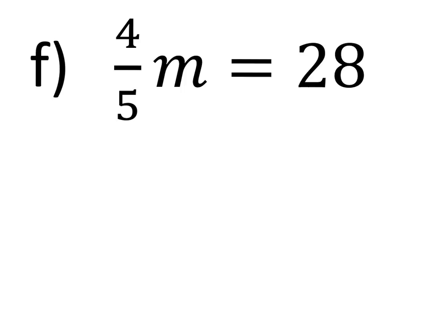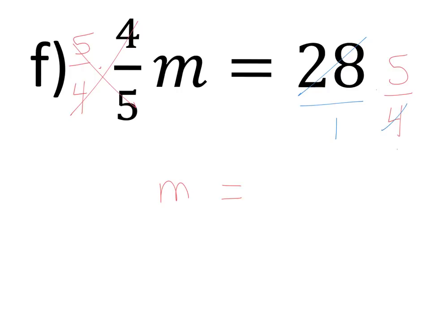Okay, so you should have multiplied both sides by 5/4. So when you do that, the 5/4 over here on the left-hand side cancels. So we get m equals. And then over here on this right-hand side, put this over 1. Remember, you can cross-cancel this. 4 goes into 4 once and into 28 7 times. So now you're just multiplying straight across. So 7 times 5 is going to be 35. And that's going to be your final answer there.